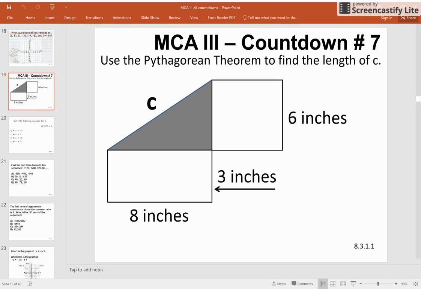Next one, which graph represents a linear function? So I'm just looking for which one is a line. This appears to be a line. This is obviously a curve, and this is curving ever so slightly. So graph A is my answer.